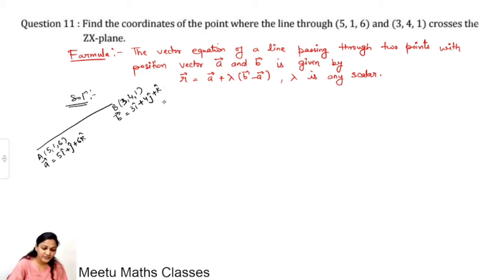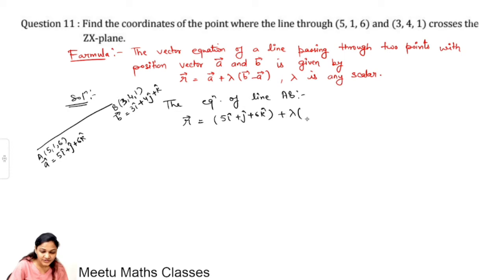Now the equation of line AB will be r is equal to 5i plus j plus 6k plus lambda times b minus a. Now b minus a is 3i minus 5i, that is minus 2i, 4j minus j, that is 3j, and k minus 6k, that is minus 5k. So this is your equation 1.